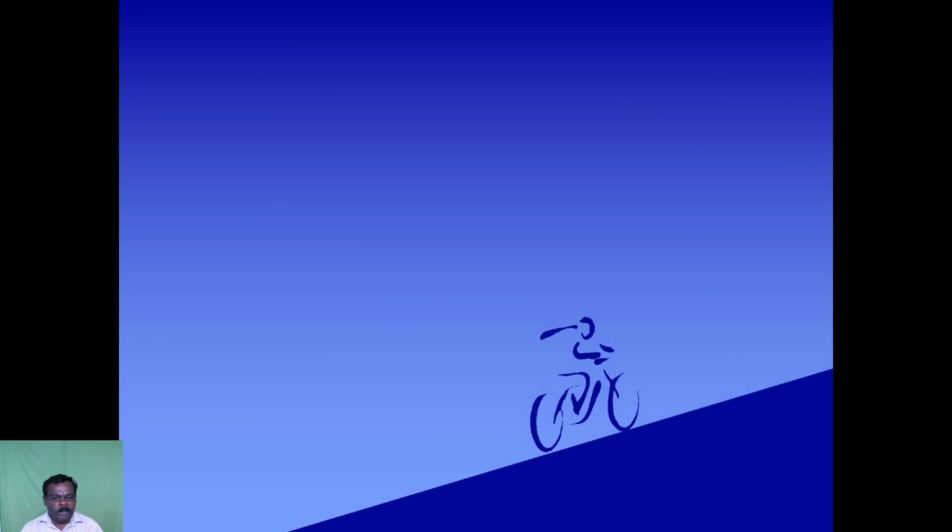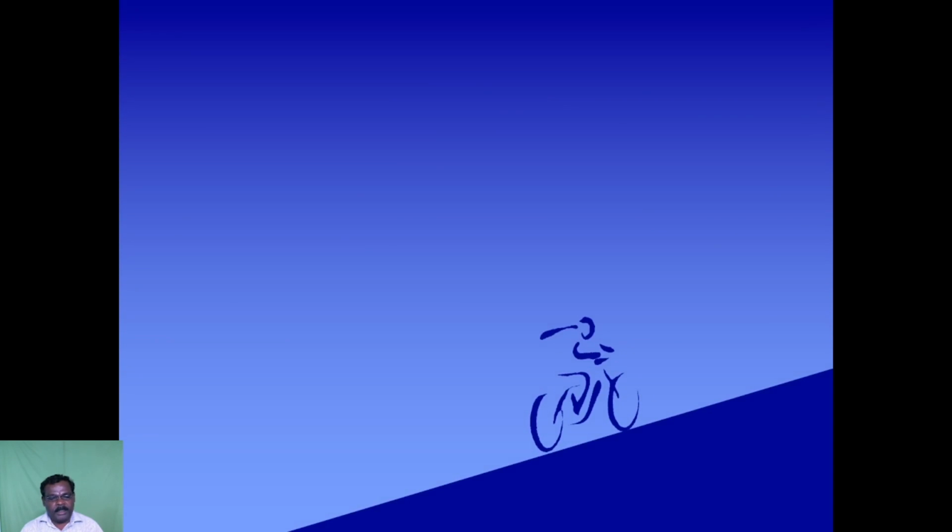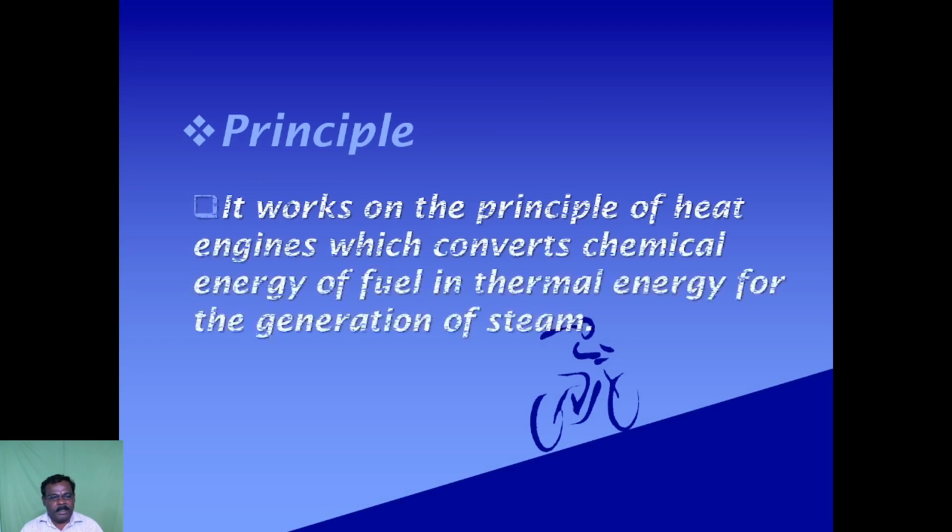So this particular Rankine cycle is a modification of the Carnot cycle. When the Carnot cycle had been issued, it had some mistakes. So Dr. Rankine found the solution for updating the Carnot cycle. So this cycle is called the Rankine cycle, on behalf of his name. That is, the inventor's name is Dr. Rankine.